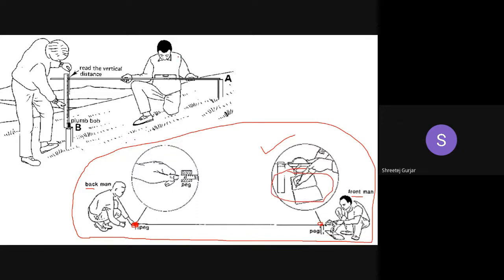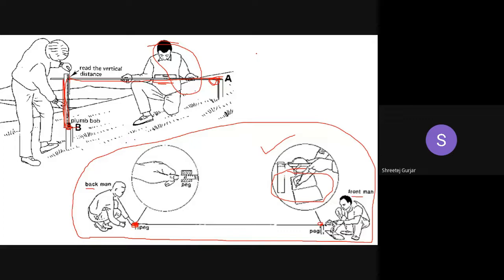In the top image, they are measuring the vertical distance, or the vertical height, between two points A and B. Also the horizontal distance. This person is checking whether the line is level, and can measure the horizontal distance and the vertical distance using a plumb bob. So what are these methods called? These methods are called direct measurements.